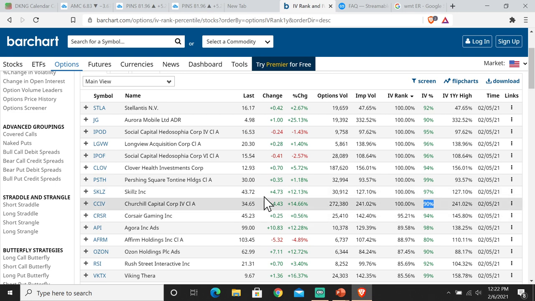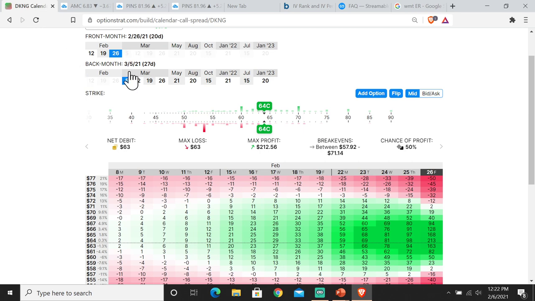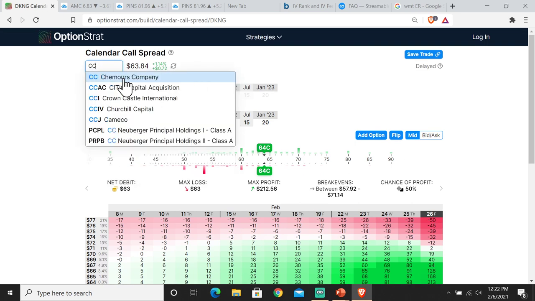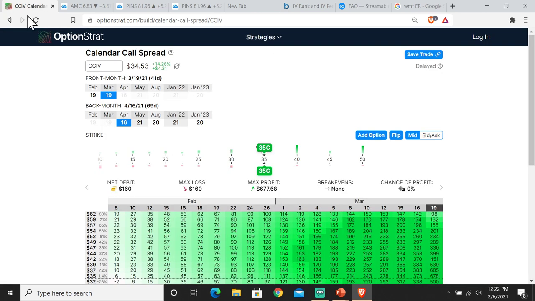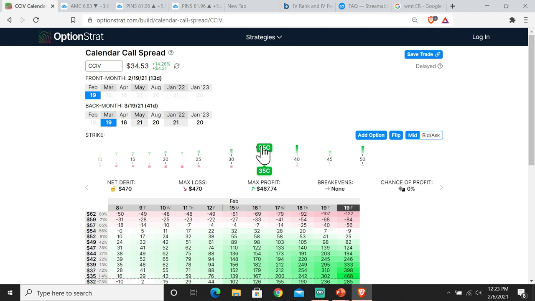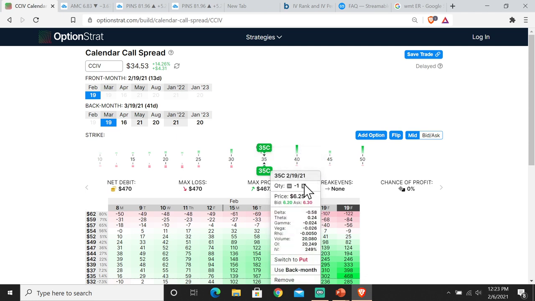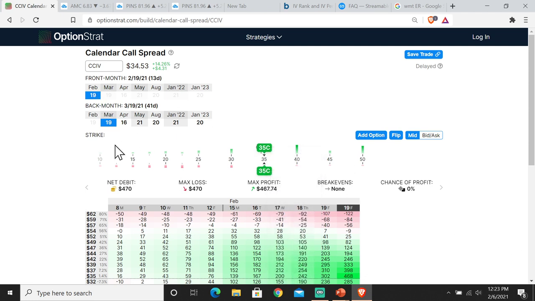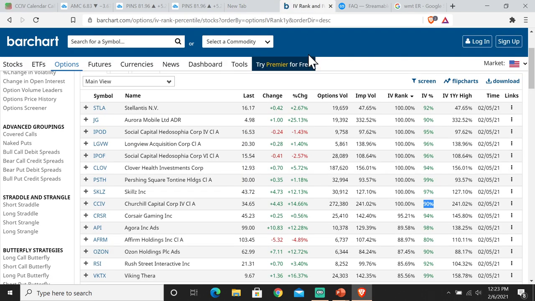So these are the kinds of things I look at if the IV is high. And then I just go and put it into the calculator and ask, okay, CCIV, what's going on with it? Maybe February 19th. CCIV only has monthly contracts here. February 19th, March 19th. Is there an IV skew? There is no IV skew. So normally you wouldn't expect an IV skew. But when you do see an IV skew, a calendar call spread can be good.